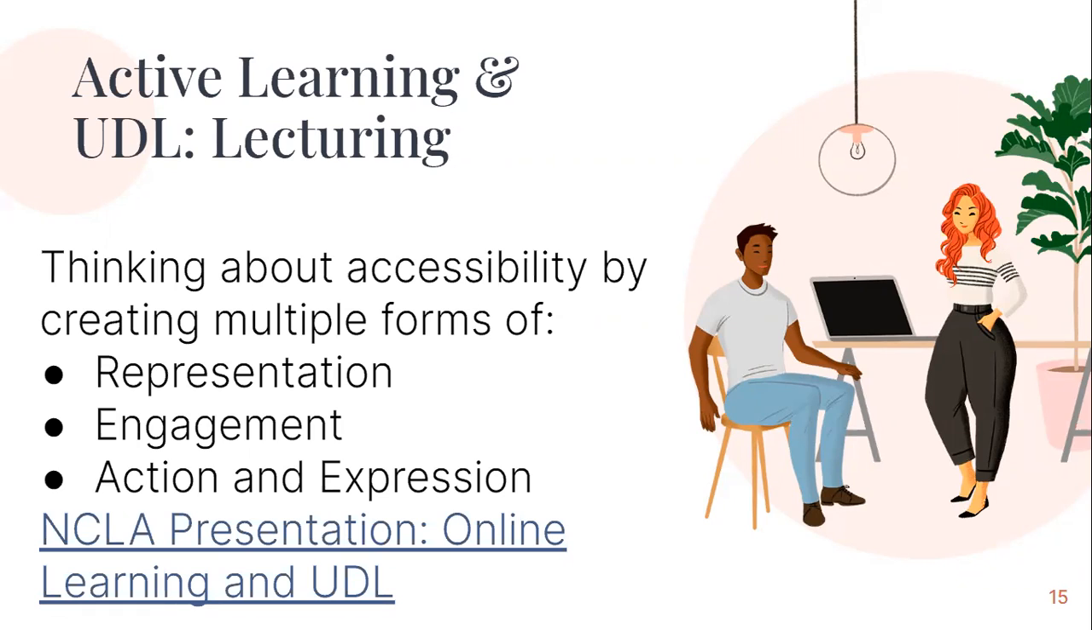So when you're lecturing, ideally you're thinking about creating not one kind of style, right? We don't really know how students learn. That's the thing about accessibility. People learn in a lot of different ways, have a lot of different learning styles, preferences. So thinking about different ways you could hit upon, again, representation, engagement, action, expression will be key.